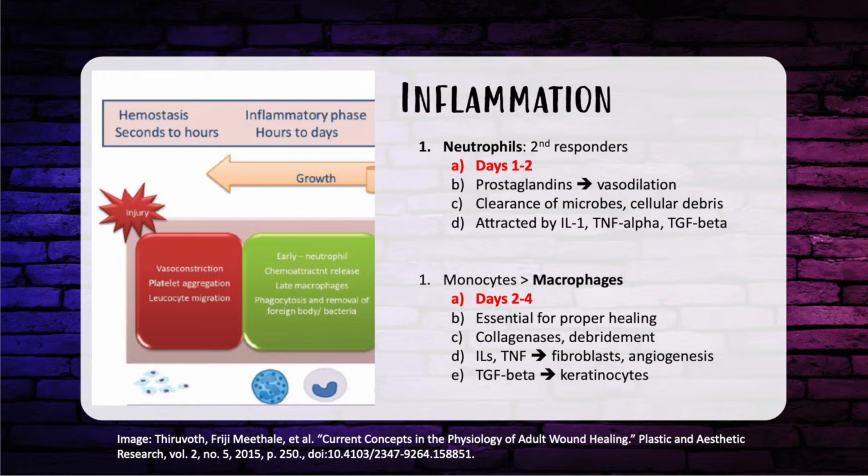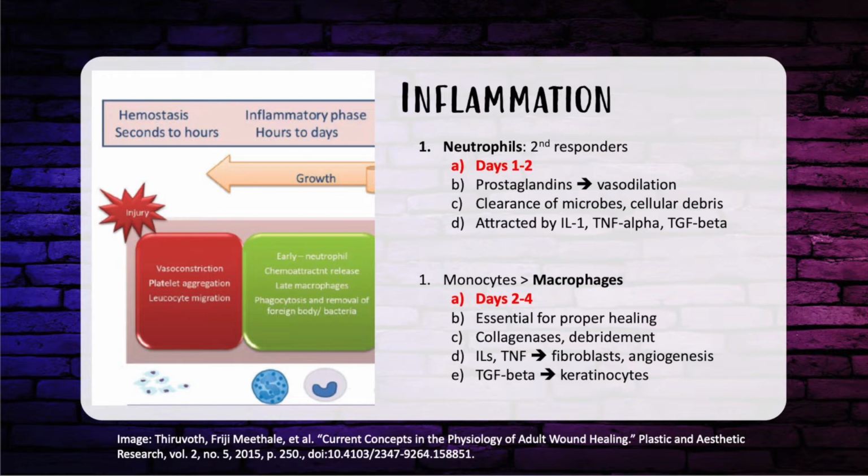As the inflammatory mediators accumulate and prostaglandins are elaborated, the nearby blood vessels now vasodilate to allow for increased cell traffic as neutrophils are drawn into the injured areas by interleukin-1, TNF-alpha, and TGF-beta.